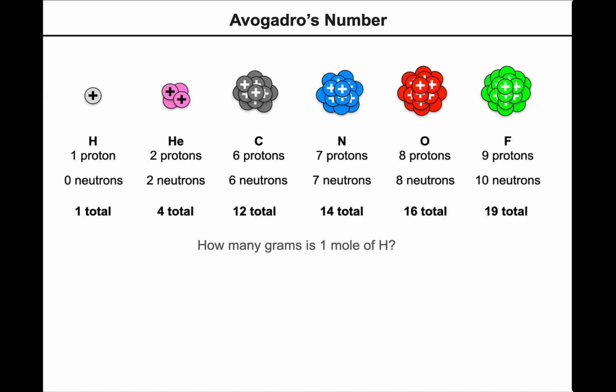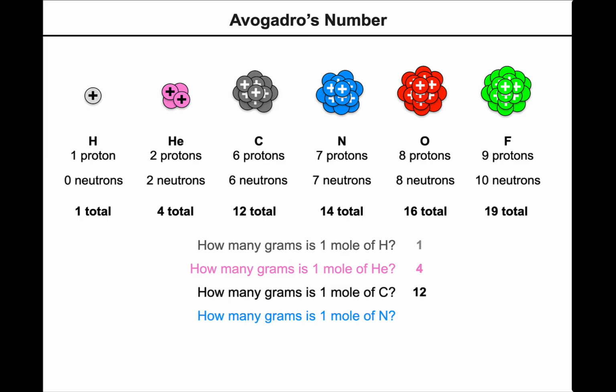How many grams is 1 mole of hydrogen? 1 gram. How many grams is a mole of helium? 4 grams, right? Because a mole of helium must weigh 4 times more than a mole of hydrogen. How much is a mole of carbon? Well, it's 12. How much is a mole of nitrogen? 14. How much is a mole of oxygen? Think about it. 16 grams. And how many grams is a mole of fluorine? 19 grams. One thing that you'll notice is that whenever I ask a question on these slides, the answer is usually right on the slide. I'm never trying to give you a trick question, and there are usually lots of patterns to follow as well.